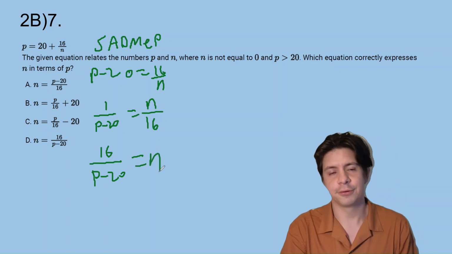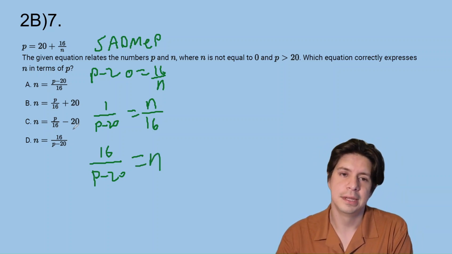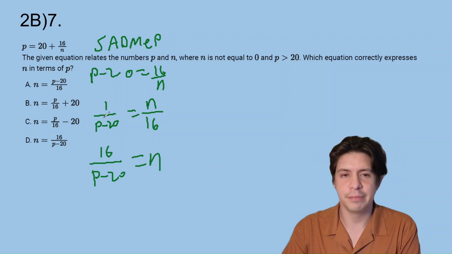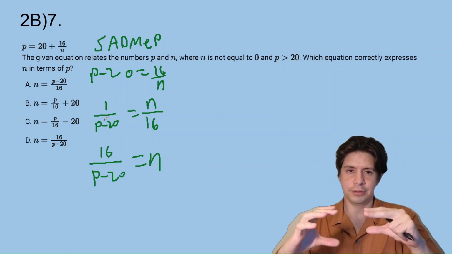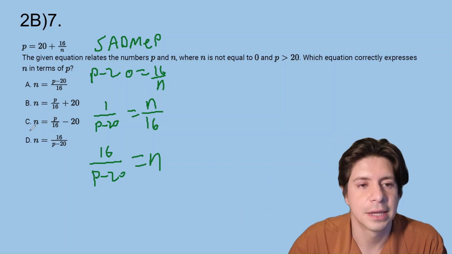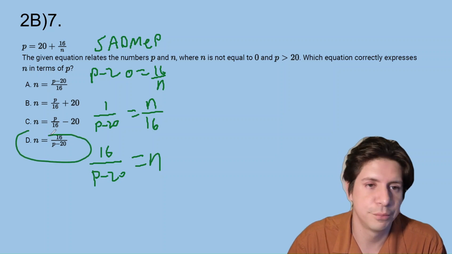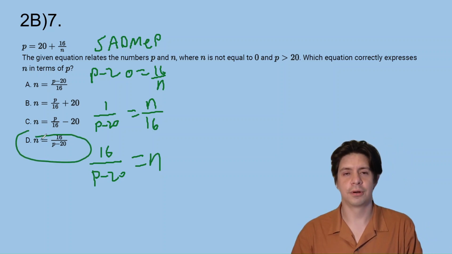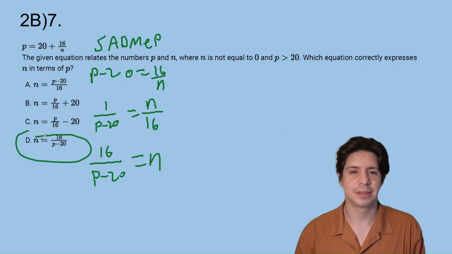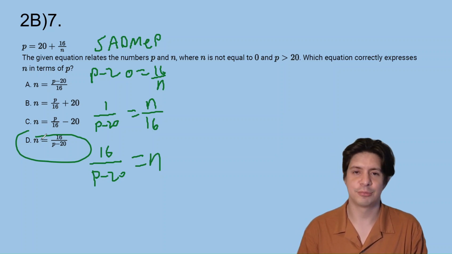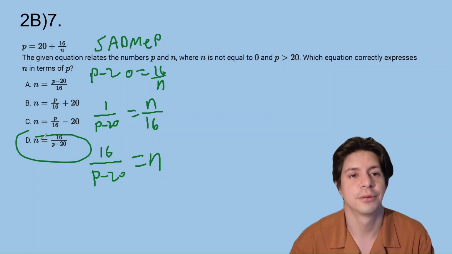You just want to be careful to make sure you flip the whole thing, and don't do 1 over p minus 1 over 20. You want to keep them all underneath the denominator, and that gets us D. All right? I love both ways. I think the first way is the more classic way that people have been taught. This feels kind of like a shortcut, but they're the same number of steps, so whatever floats your boat.